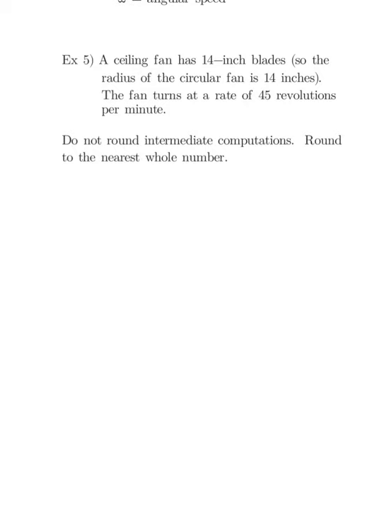Our first example where we are going to put all of these formulas into play is example 5 that says a ceiling fan has 14-inch blades. So the radius of the circular fan is 14 inches. If you think about the blades on a ceiling fan, they go from the center out, so each one is a radius. Then you are told the fan turns at a rate of 45 revolutions per minute. Your ALEKS instructions will say, do not round intermediate computations, and then you are supposed to round your answer to the nearest whole number.